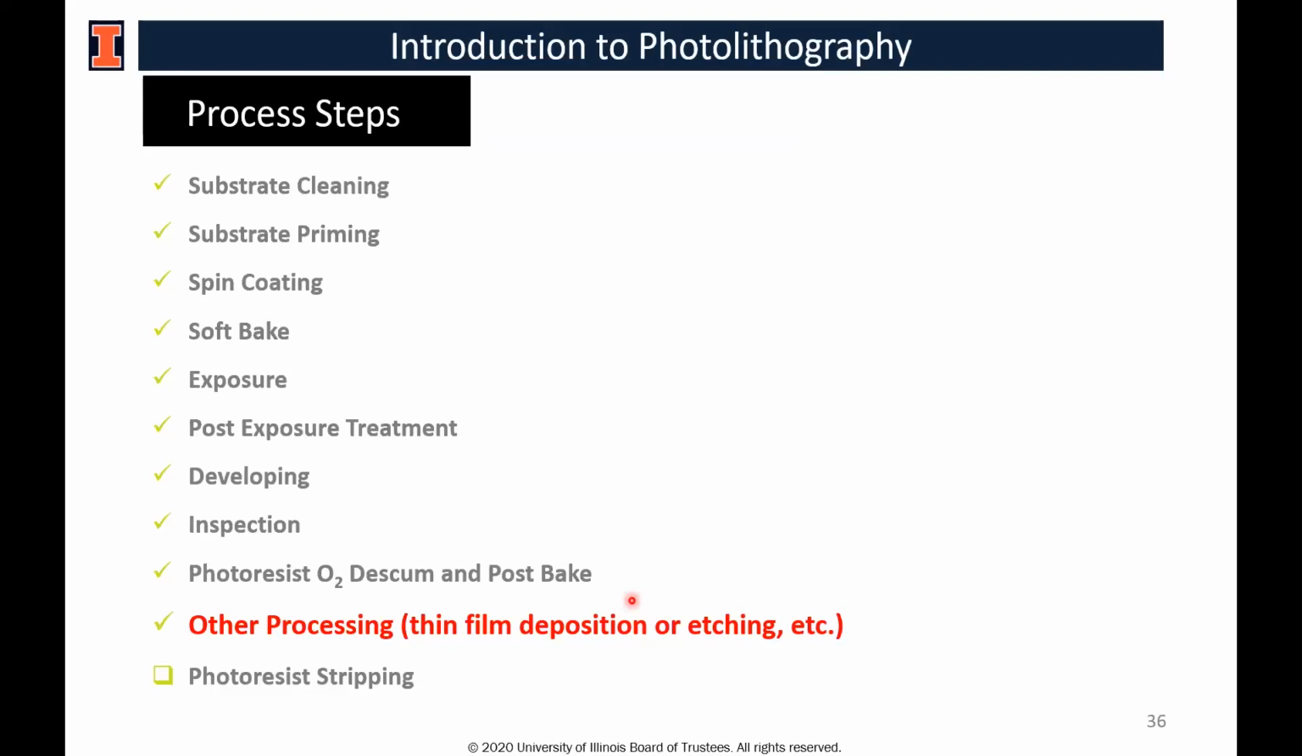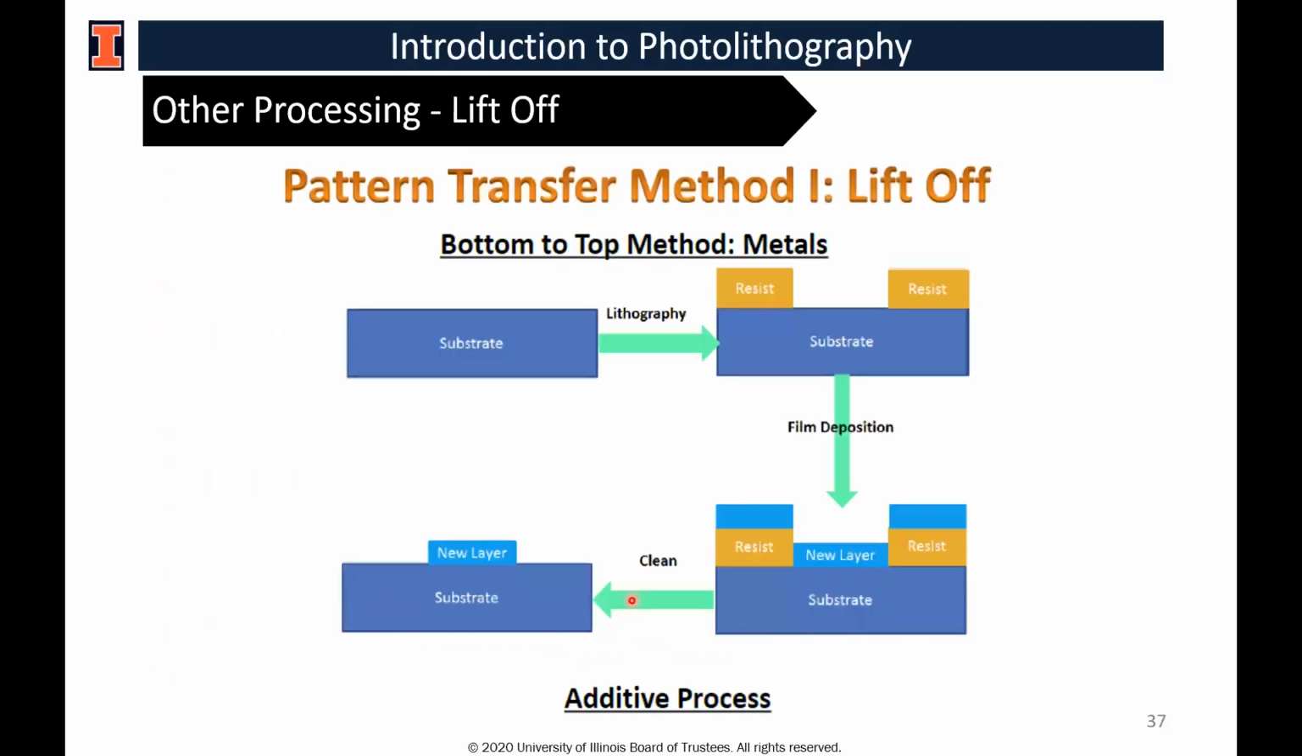However, that's not the final goal, right? We need to do some other processing steps, for example, like thin film deposition or etching. Thin film deposition will be covered in another presentation by my colleague, and here, we're not going to cover this too much. There are two methods of pattern transfer.